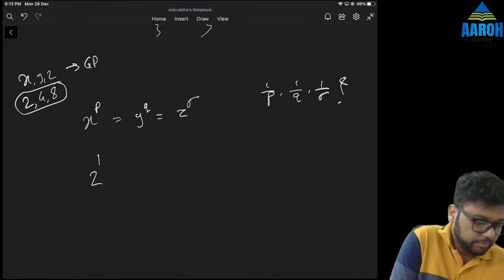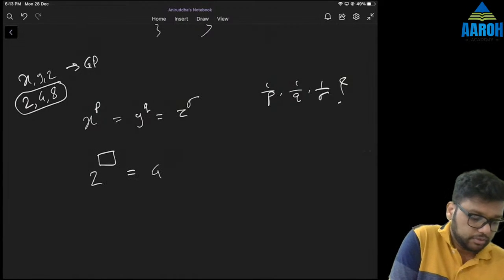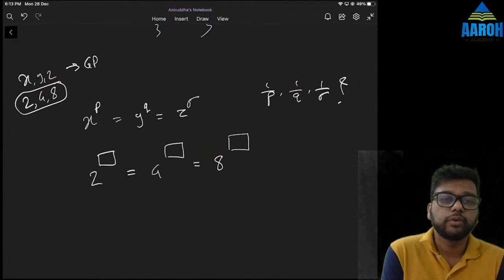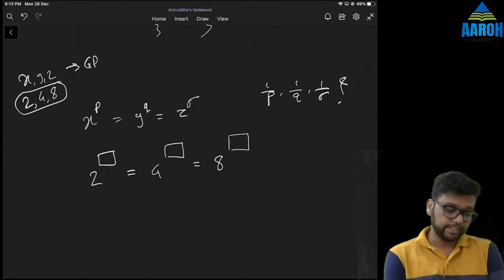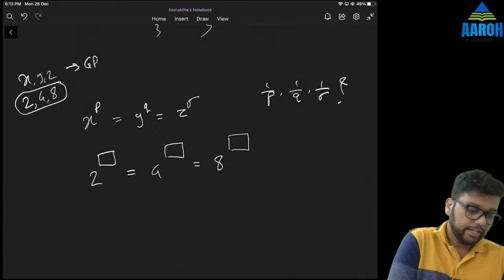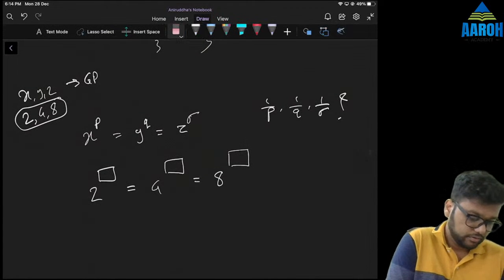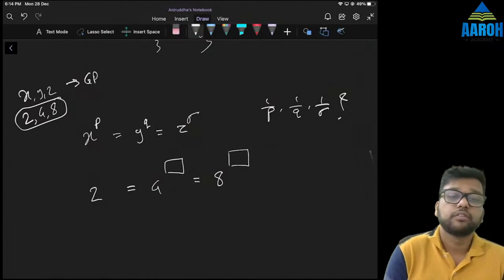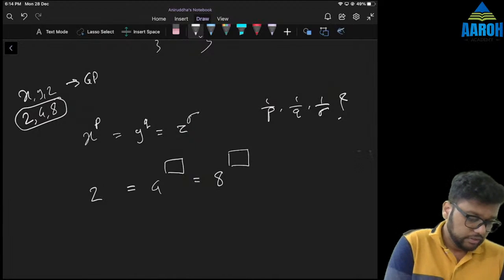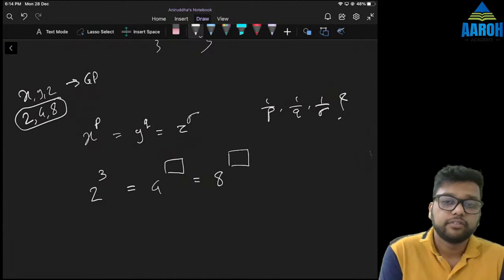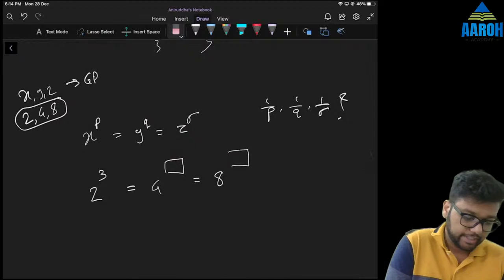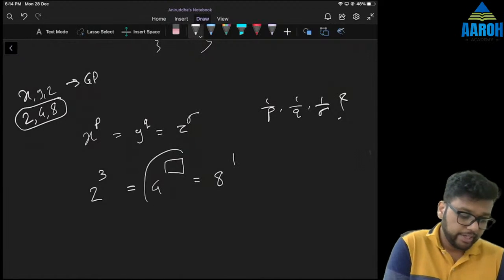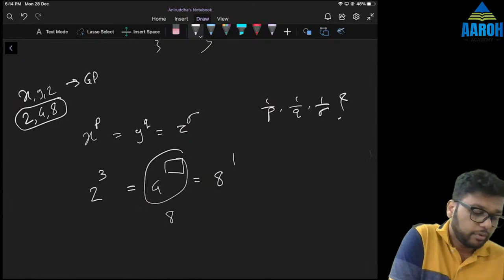So we want 2 raised to something is equal to 4 raised to something is equal to 8 raised to something. Okay. Now how to do this? Consider it carefully. We can write this as 2 raised to 3 is 8, right? And 8 raised to 1 is 8. That means we have to make this as 8 somehow. So 4 raised to what is 8?